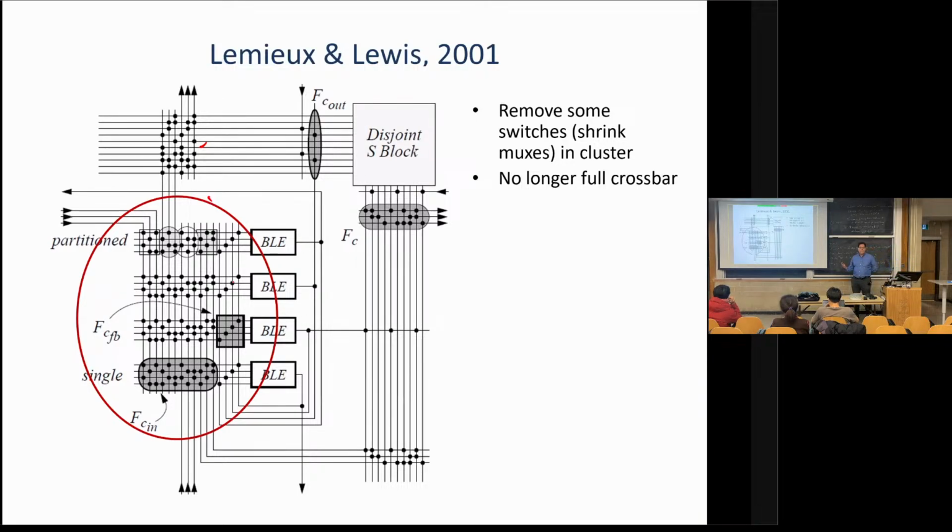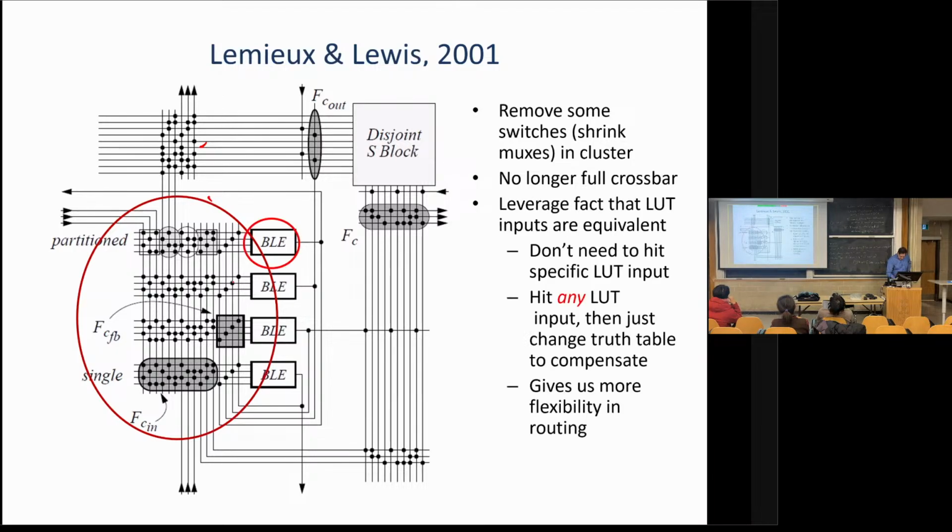So if I did a fully populated crossbar, I would have needed 14 to 1 muxes. Instead, I need about 7 to 1 muxes here. It's going to cut my area, like the transistor area of my local interconnect, by approximately a factor of 2.